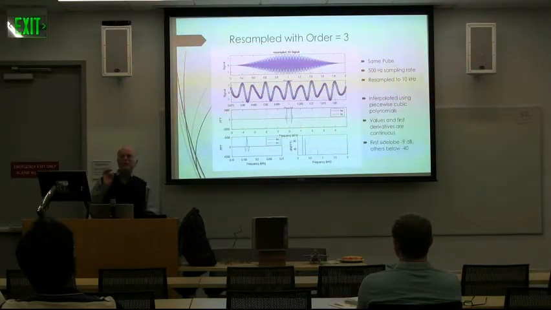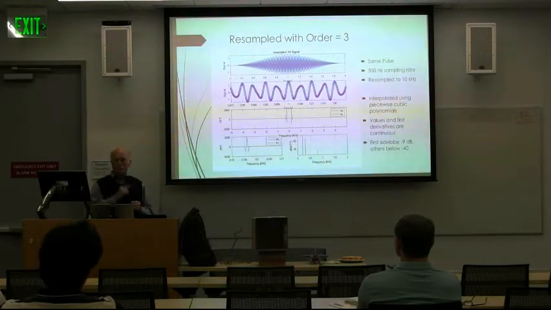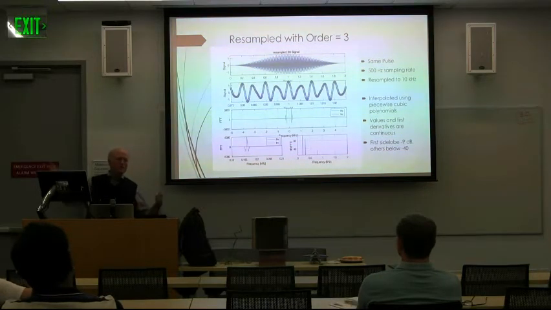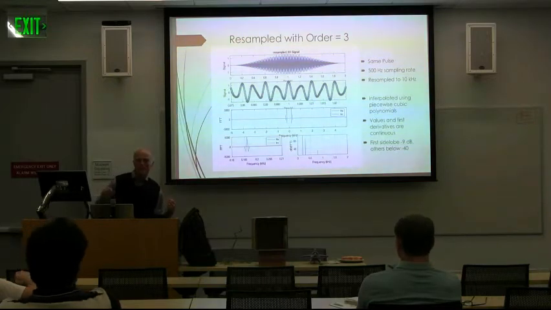There's a way you can make the first derivative continuous also, so that there are no corners in it. You do that by using a cubic interpolator, which requires four input points for each output point. Each output point is a linear combination of four input points. So the order is three because you're talking about cubic polynomials, but a cubic polynomial has four parameters in it.